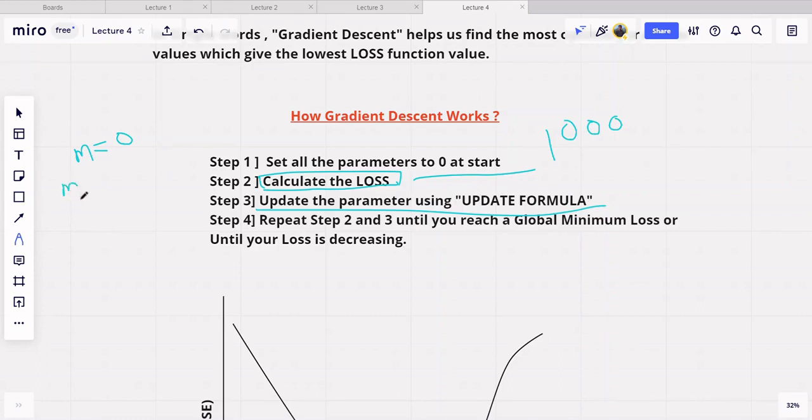Now let's say that the parameter value is something like 0.7. Okay, now once we have assigned a new value to our parameter, what we'll do is repeat the second and the third step again. Once the parameter value is set, we'll compute the loss again. Now the loss would be a bit lower. Previously it was 1000. Now it may be somewhere around 800.